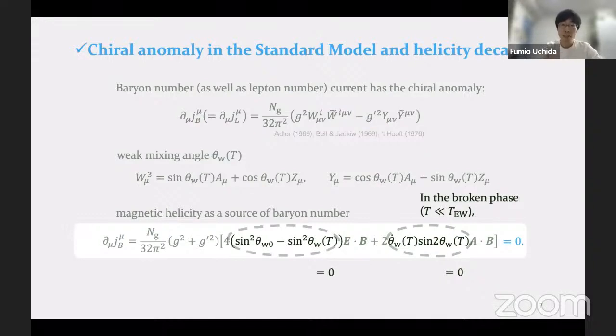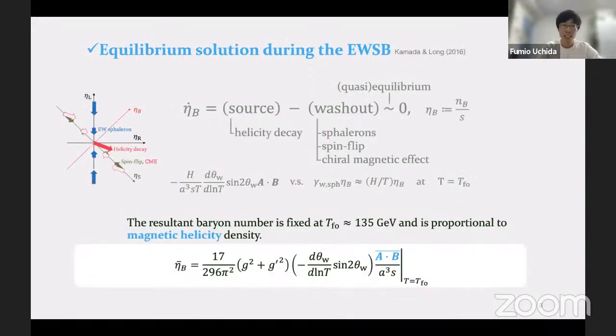And in the broken phase, on the other hand, the weak mixing angle takes the same value as the present value theta_W0, and both terms here and here are 0. However, something happens during the electroweak phase transition, and this paper takes into account the sourcing effect of baryons due to the non-zero values of the anomaly equation when theta_W is changing from 0 to theta_W0. And in addition to this, several washout effects are considered.